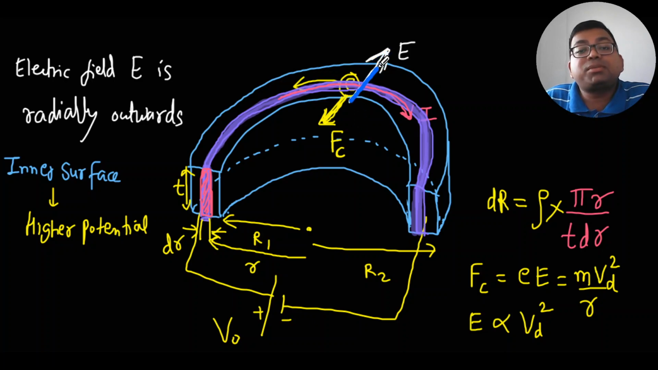Why? Because positive charges experience a force in the direction of the electric field, and electrons experience a force opposite to it. So if the force is acting in this direction, that's why the electric field is in this direction. And you also know that along the direction of the electric field, potential decreases. That's why the potential of the inner surface is larger than the outer surface.